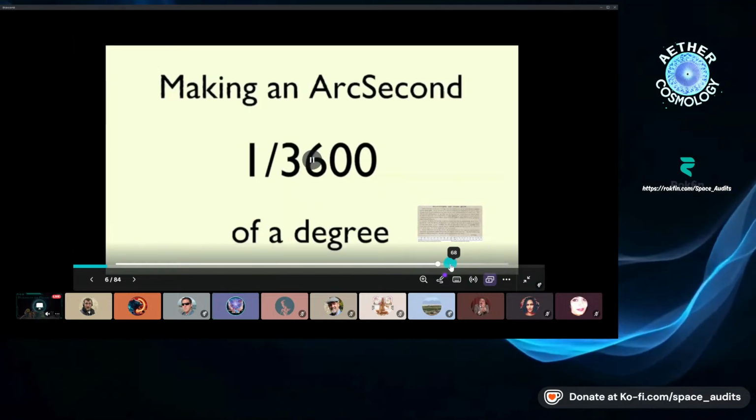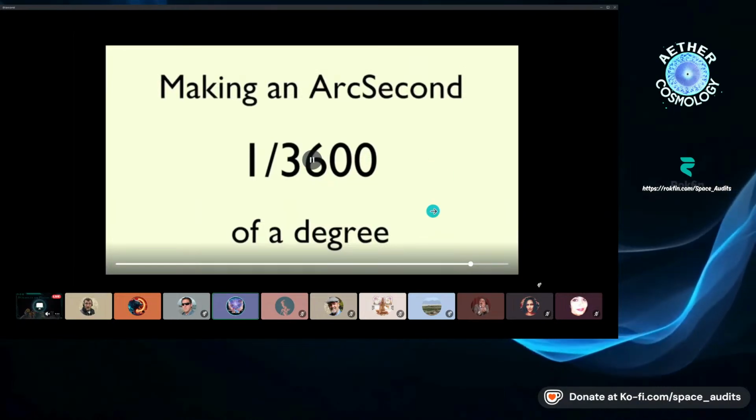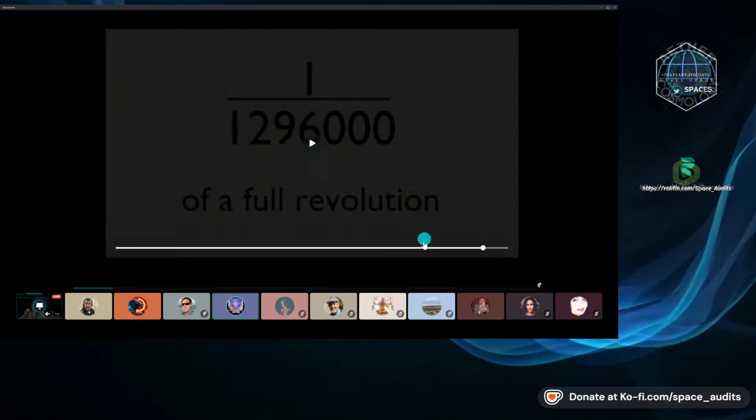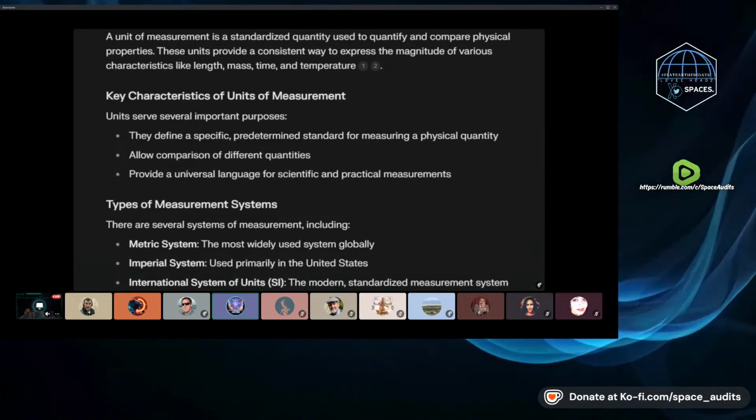So it can be further divided into a second of arc when you get the 3600. Yes, 1 over 3600. That's an arc second. So essentially, right, we haven't given it an actual definition. We haven't given it a metric. We've only just said it's a ratio, right?